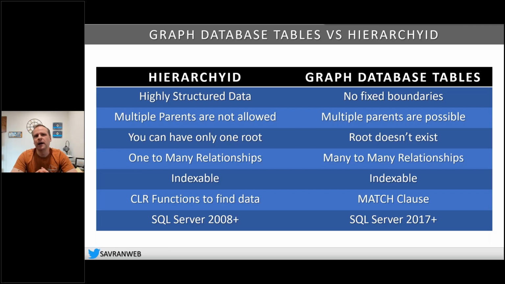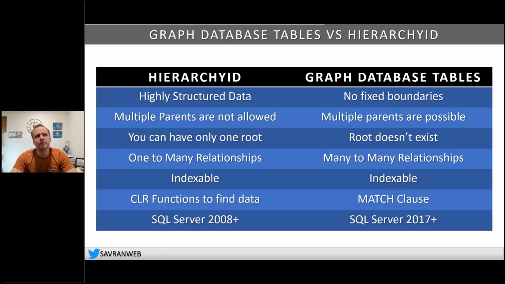If you compare the hierarchy ID to graph database tables, the first thing you need to know is that in hierarchy ID, everything is highly structured. The best example I can give you is the HR system. Every company has an HR system. You have your CEO, and after that, people are reporting to that person, people are reporting to managers, whatever. So it's highly structured, and the changes are minimal. Many people can report to one person, but an employee cannot have more than one manager. For example, a company cannot have more than one CEO, right? That fits the hierarchy.